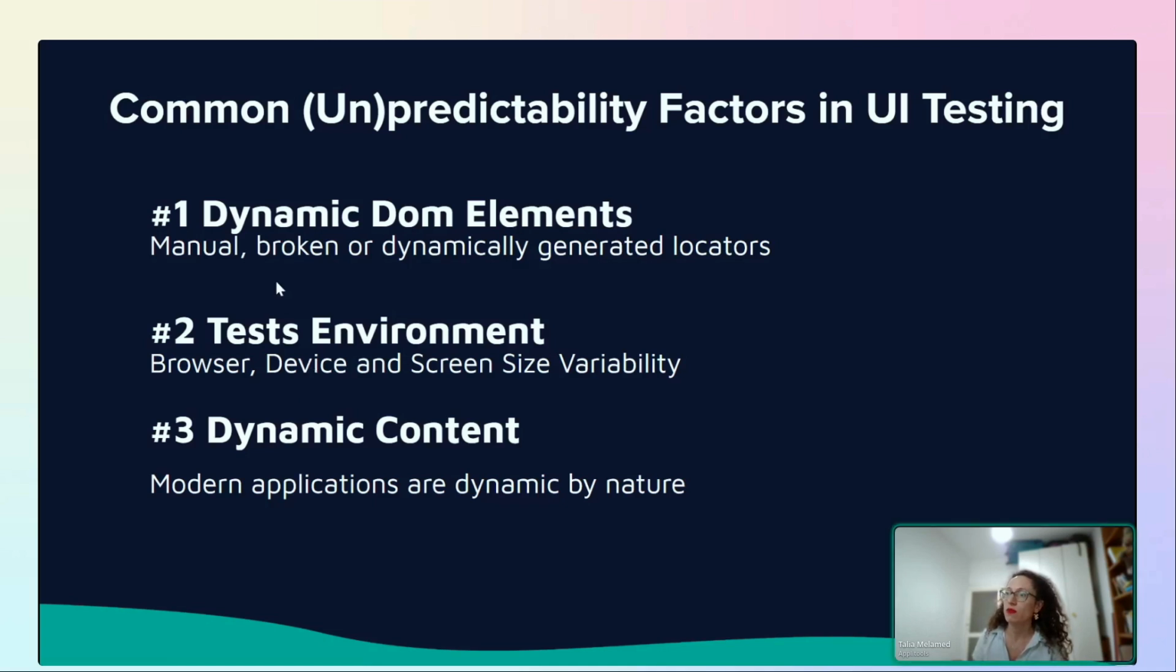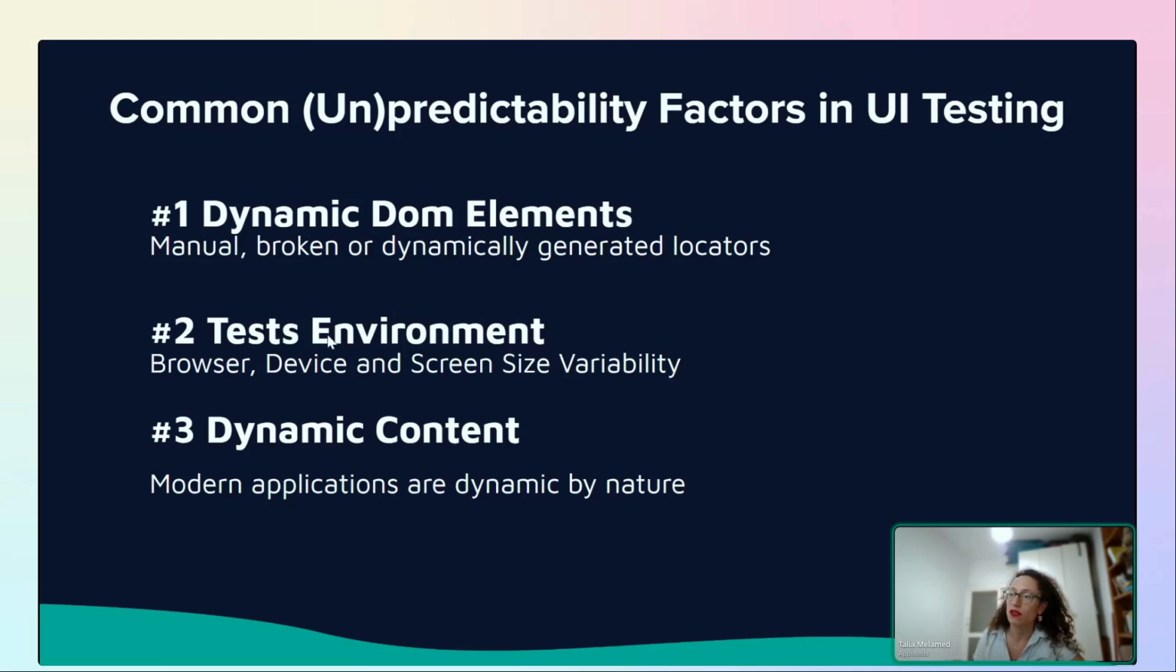So today we'll be focusing on three main factors that may create some unpredictable behavior of the app. The first one is dynamic DOM structure. Broken locators are a significant weakness in writing stable tests because they can lead to flaky or unreliable test results.